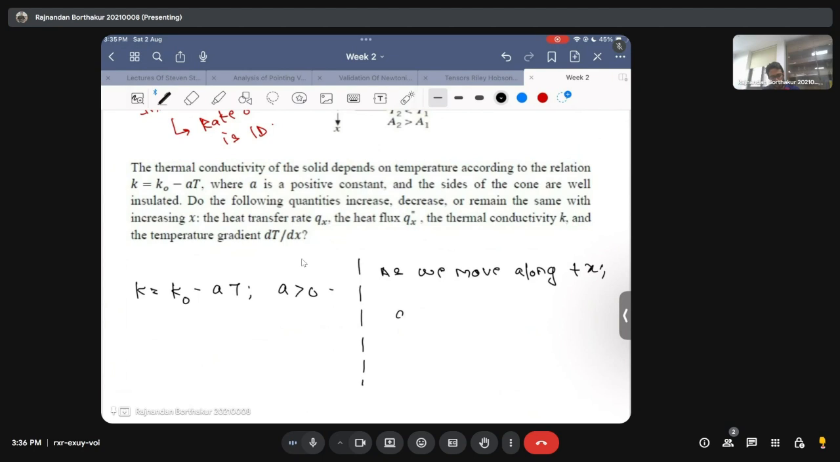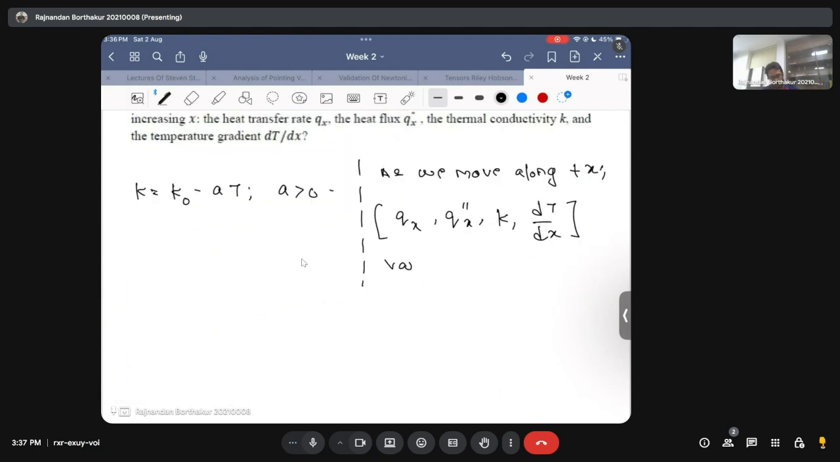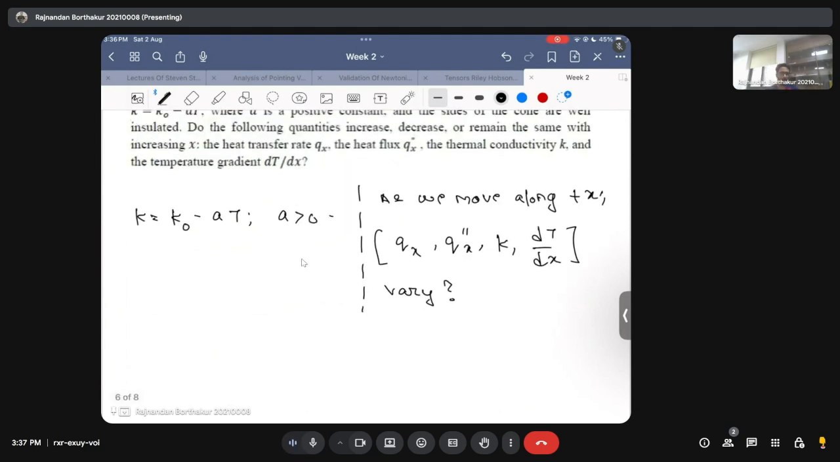So the first quantity is q_x, that is the rate of heat transfer. The second quantity is heat flux. The third quantity is thermal conductivity, and the fourth quantity is dT/dx. How these quantities vary is what the question has asked us to find.